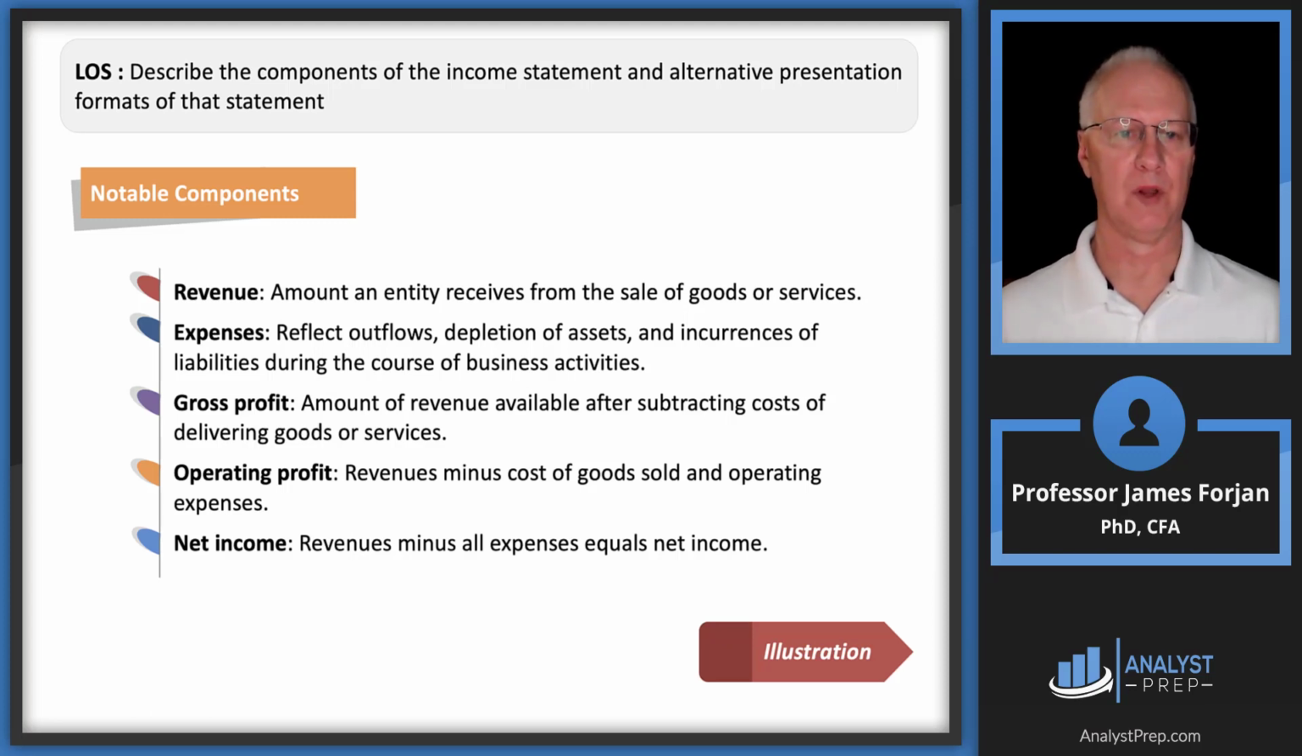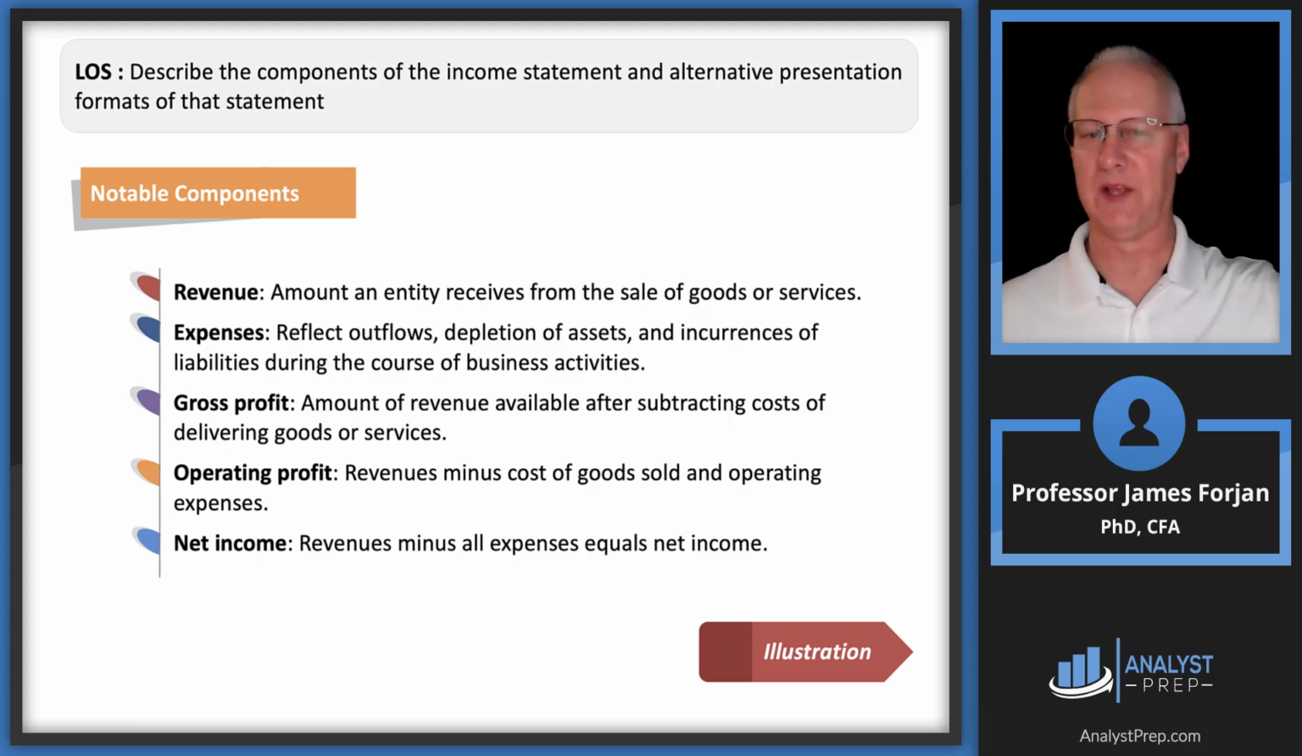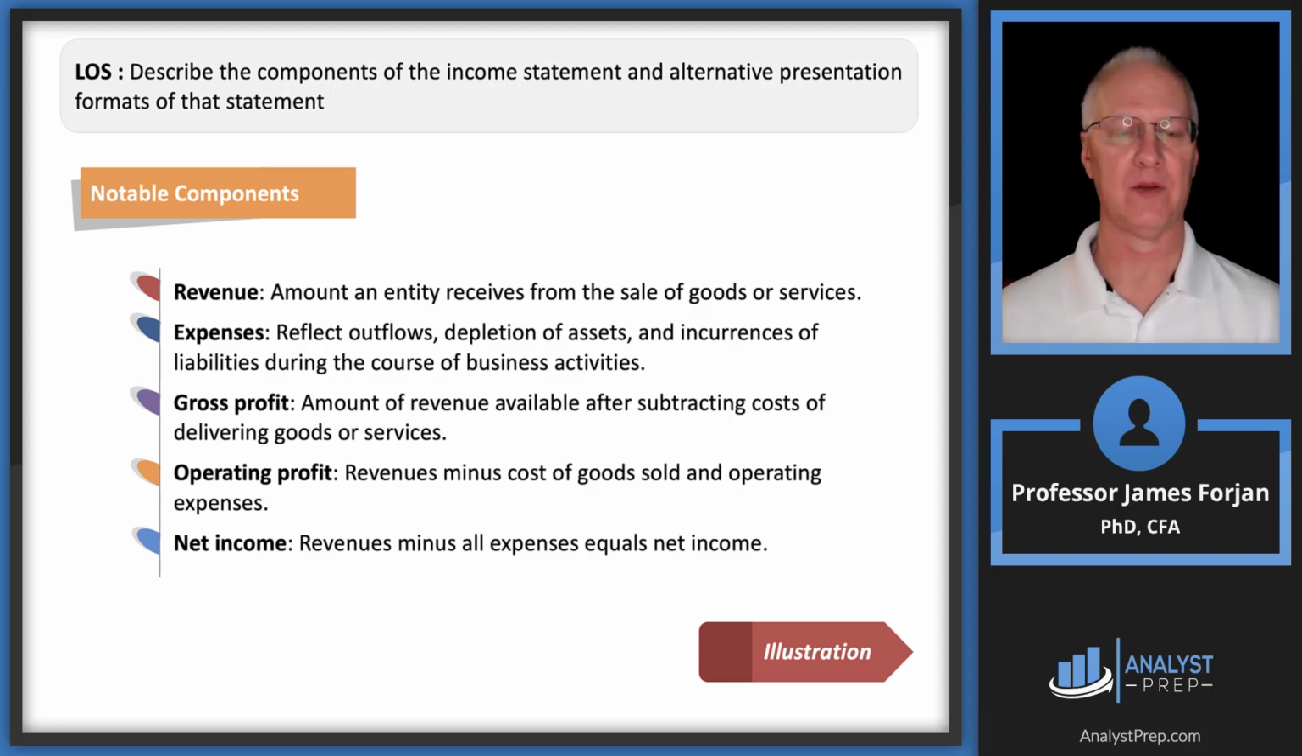So here are the big components: revenues, which we've already talked about, expenses, which we've already talked about, and then gross profit. And so let me read that definition to you because I want to come back to it in just a minute. Amount of revenue available after subtracting costs of delivering goods and services. And then there's an operating profit and then a net income. So just think of these things as we're starting at the top and we're working our way all the way down to the bottom. And so we need to subtract these reasonable and these material expenses.